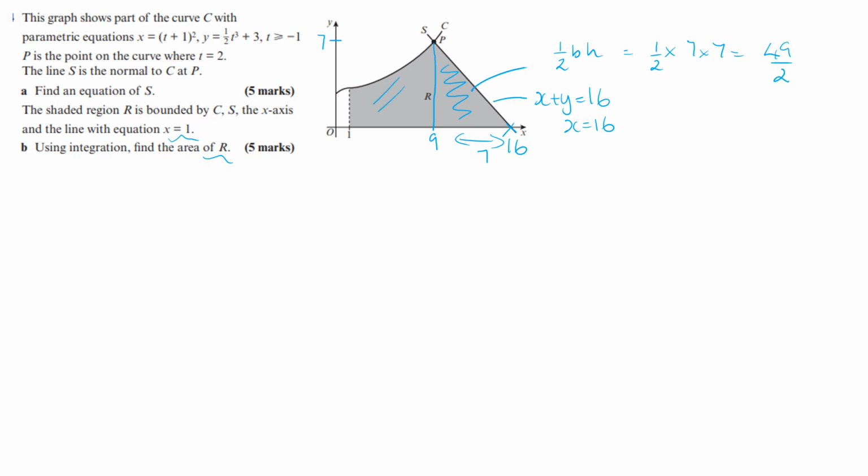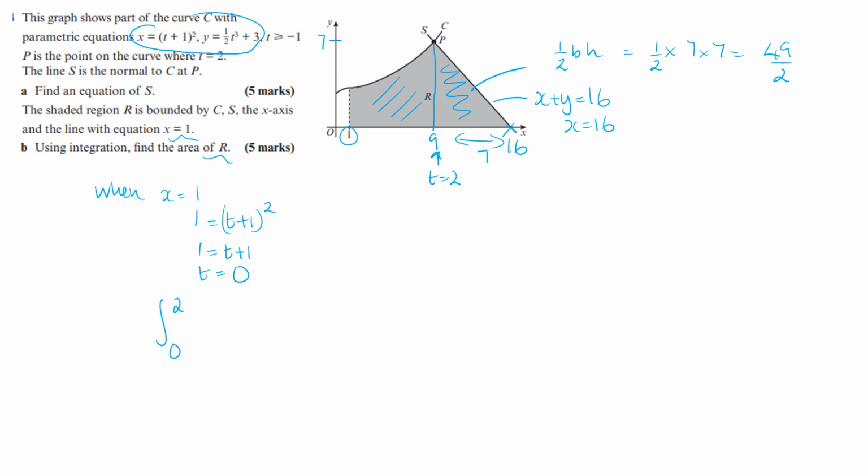Now all I need to do is use integration to find this part of the area R, and that is the integral between 1 and 9. But because my curve is being given parametrically, I'm going to need to find what t is when x is equal to 1, because I need to do parametric integration. So when x is equal to 1, then we'll have 1 is equal to t plus 1 squared. So 1 is equal to t plus 1. So t is equal to 0. Now when x is equal to 9, I already know that t is equal to 2 there. So I'm going to be integrating between 0 and 2.